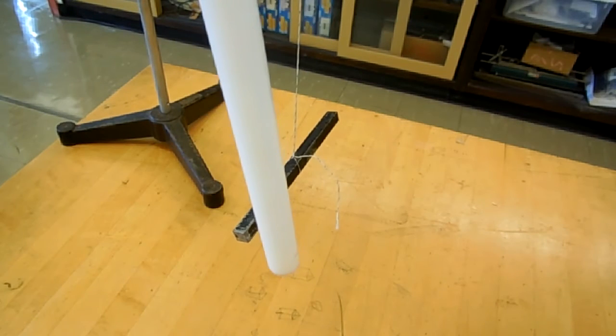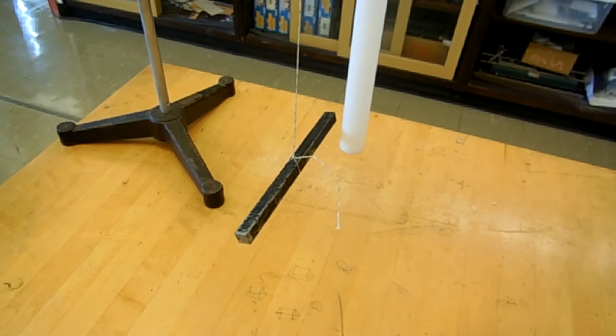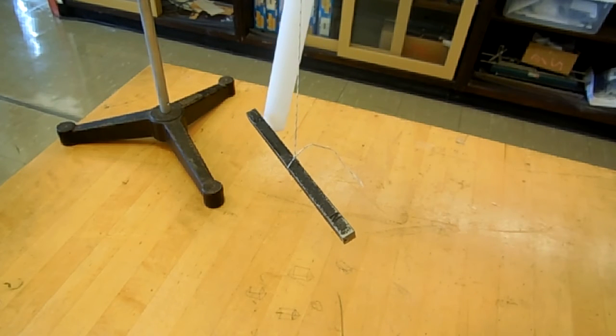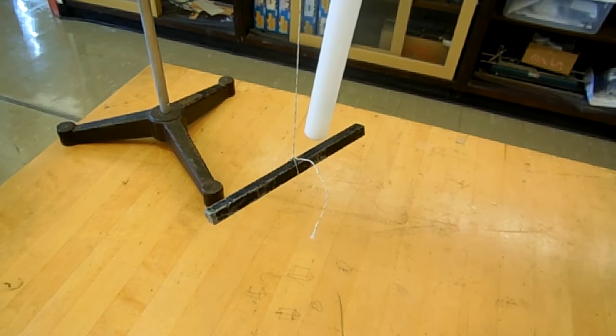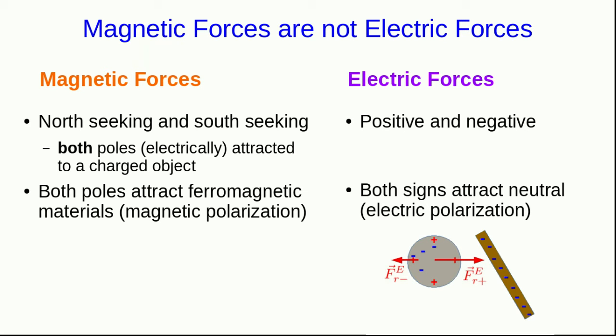That's because that attraction is just the familiar polarization of the magnet, the electric polarization. And so this attraction isn't a magnetic force, it's an electric force. It's occurring because both signs of charge attract neutral objects by polarization, and the magnet is neutral. However, both poles of a magnet attract ferromagnetic materials, and this is because of magnetic polarization.